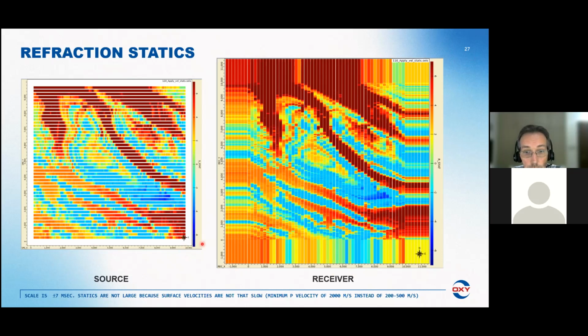The scale is from -7 blue to +7 milliseconds for both. And these statics are not that large. It's not what is typically seen in land processing, it seems. That's because the minimum P velocity in this model is not as low as you can encounter in reality. So these refraction statics are not deemed to have a very large effect.